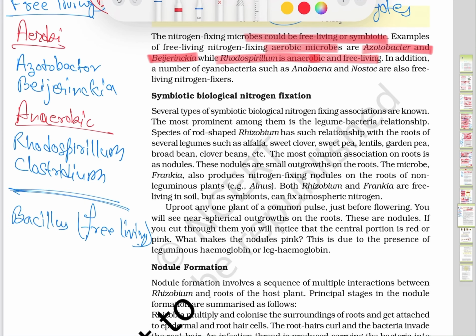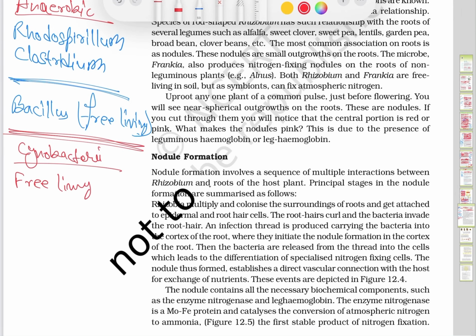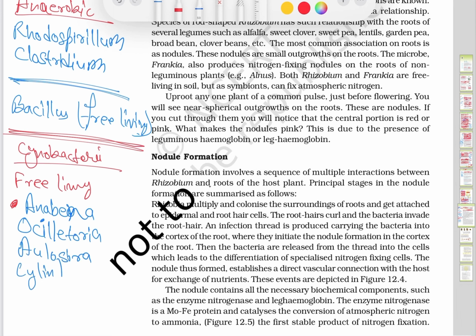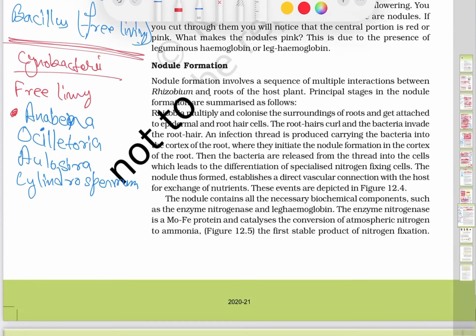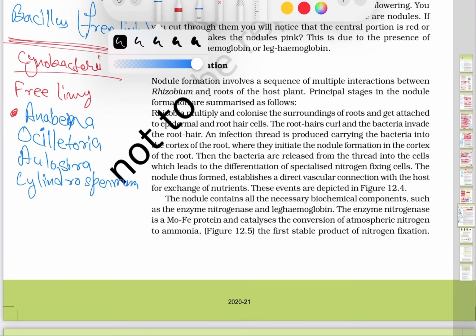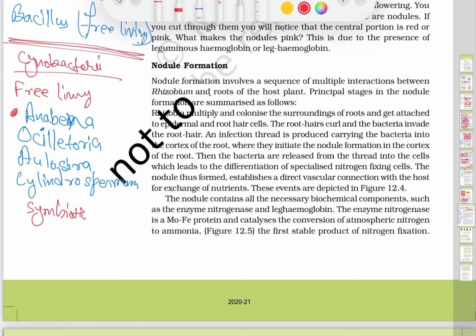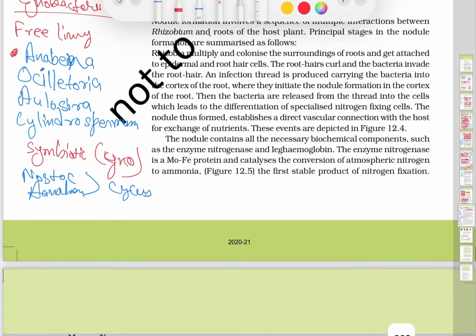Free living cyanobacteria are Anabaena, Oscillatoria, Nostoc and Cylindrospermum. And symbiotic ones are found here as well: Nostoc and Anthoceros, basically in Cycas and Azolla, in Cycas and some lichens. Hope it helps.